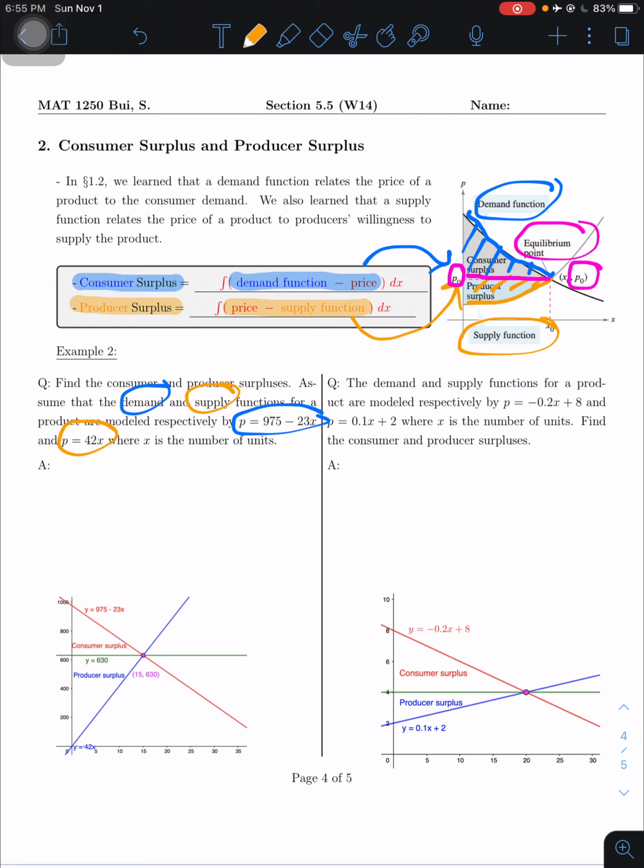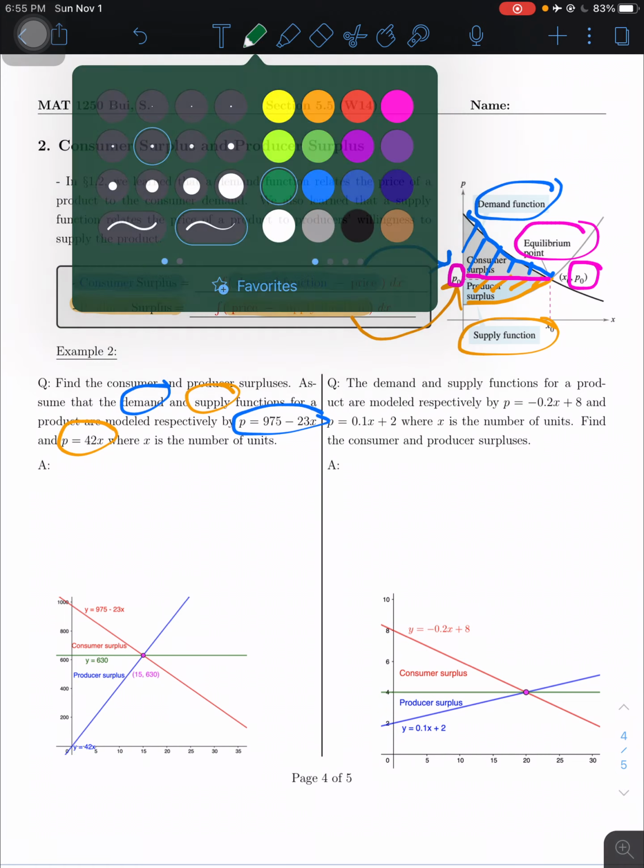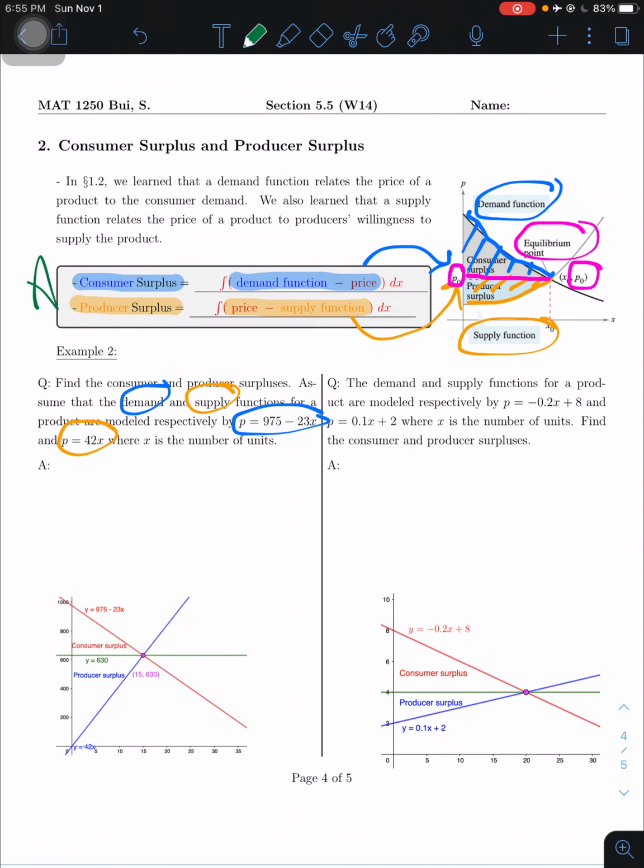All right, how do we do it? Well, to apply the formulas right here, we need the equilibrium point, right? Or else we're not going to get the price to do, right? So then how can we get the equilibrium point? Well, we're going to set the demand function equal to the supply function, like what we learned from the previous section, right? So then what do we do? How can we get it?